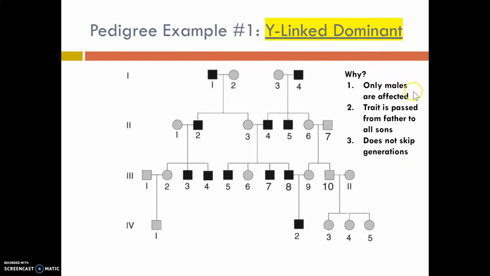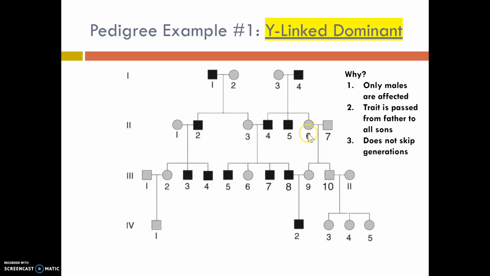Why? Only males are affected. We do not see any affected females in this pedigree. The trait is passed on from an affected father to all of his sons. So, for example, here, individual number 1 has 1 son, so it gets passed on to him. Number 2 in generation 2 has 2 sons, and both of those sons have it. Number 4 here in generation 1 has 2 sons. Number 4 here in generation 2 has 3 sons, and all 3 of them have it.